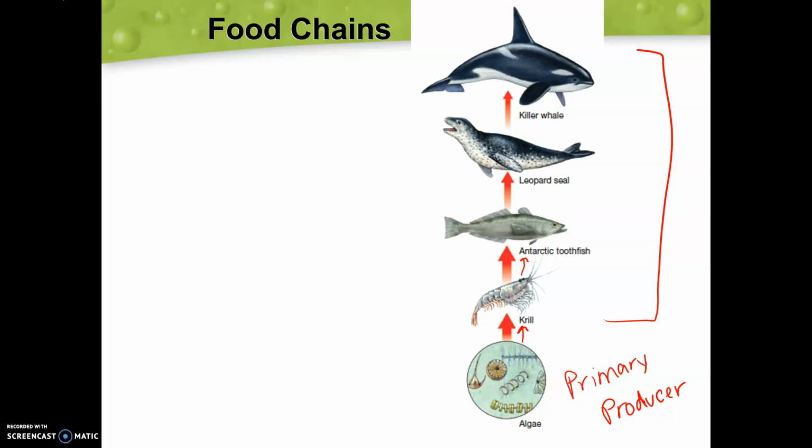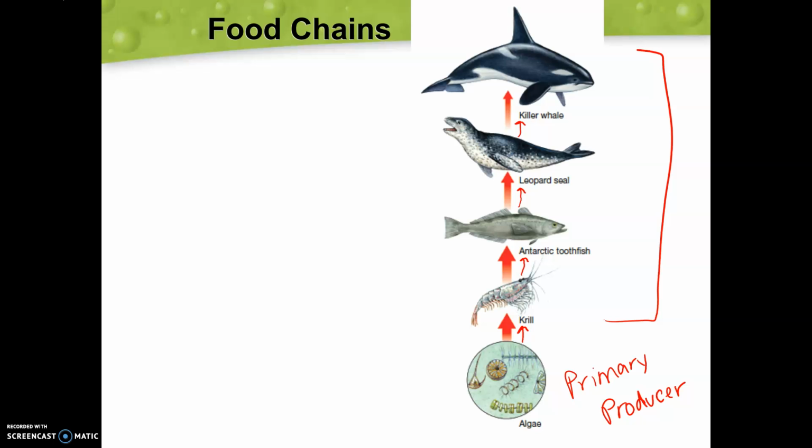So the arrow is pointing to the organism that is eating the one below. And it's also showing that transfer of energy from each animal to the next. So we can see with our algae, our primary producer, the energy from our algae is being transferred to our krill when it's eaten. Energy from our krill is being transferred to our toothfish when it's eaten. Energy from our toothfish is being transferred to our leopard seal. And then the energy from our leopard seal is being transferred to our killer whale as it's eaten. So those arrows represent that transfer of energy.